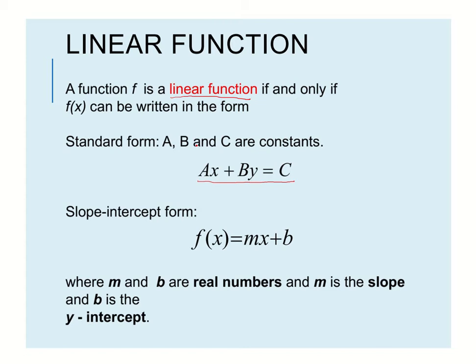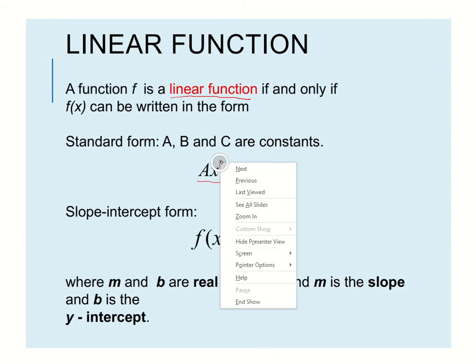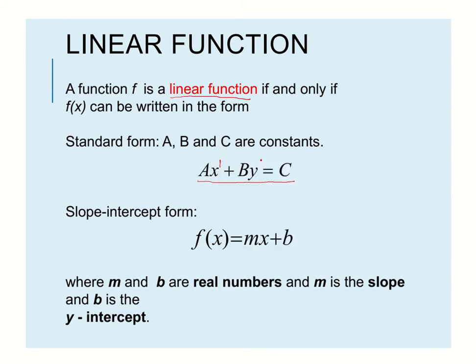Now what is important is that for a linear function, the power of x is always 1, and the power of y is also 1. So if we have 2x squared plus 3y equals 5, is this a linear function? No, it is not. The reason is the power of x is not 1.